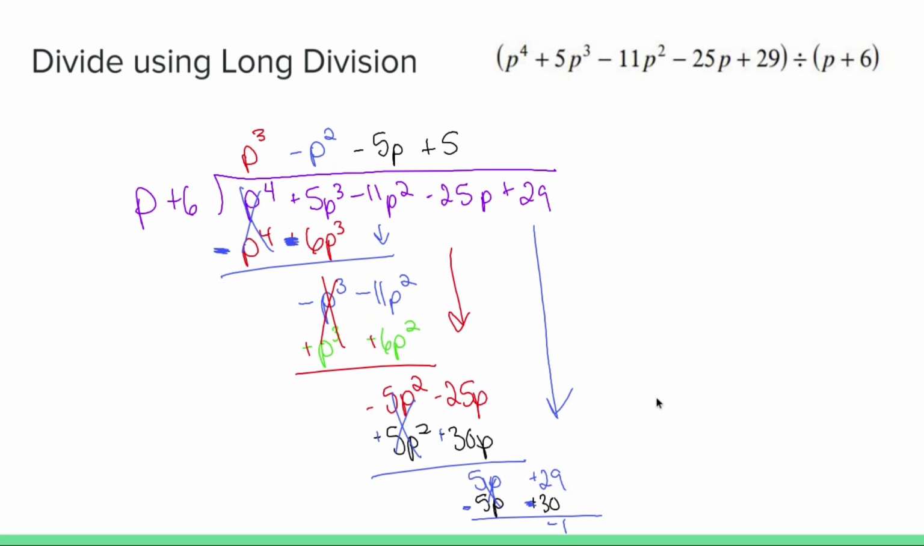So I don't like to say remainder negative 1. I like to say minus 1 over p plus 6. Whatever that number is, whatever your remainder is, it's going to be plus that number, or in this case minus that number because it's a minus sign, over the factor. So our answer is going to be this guy up here. Yeah, look at that. Isn't that nice?